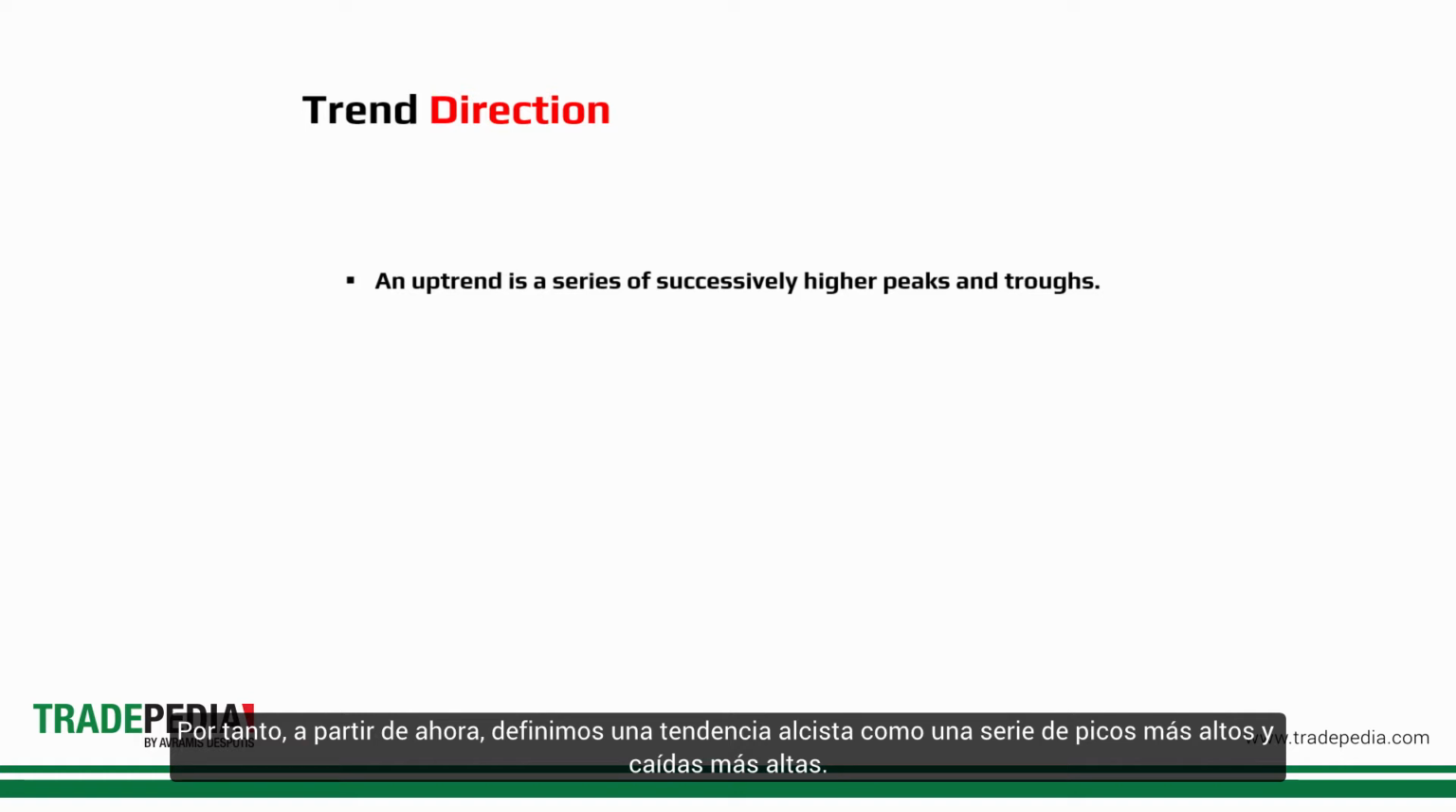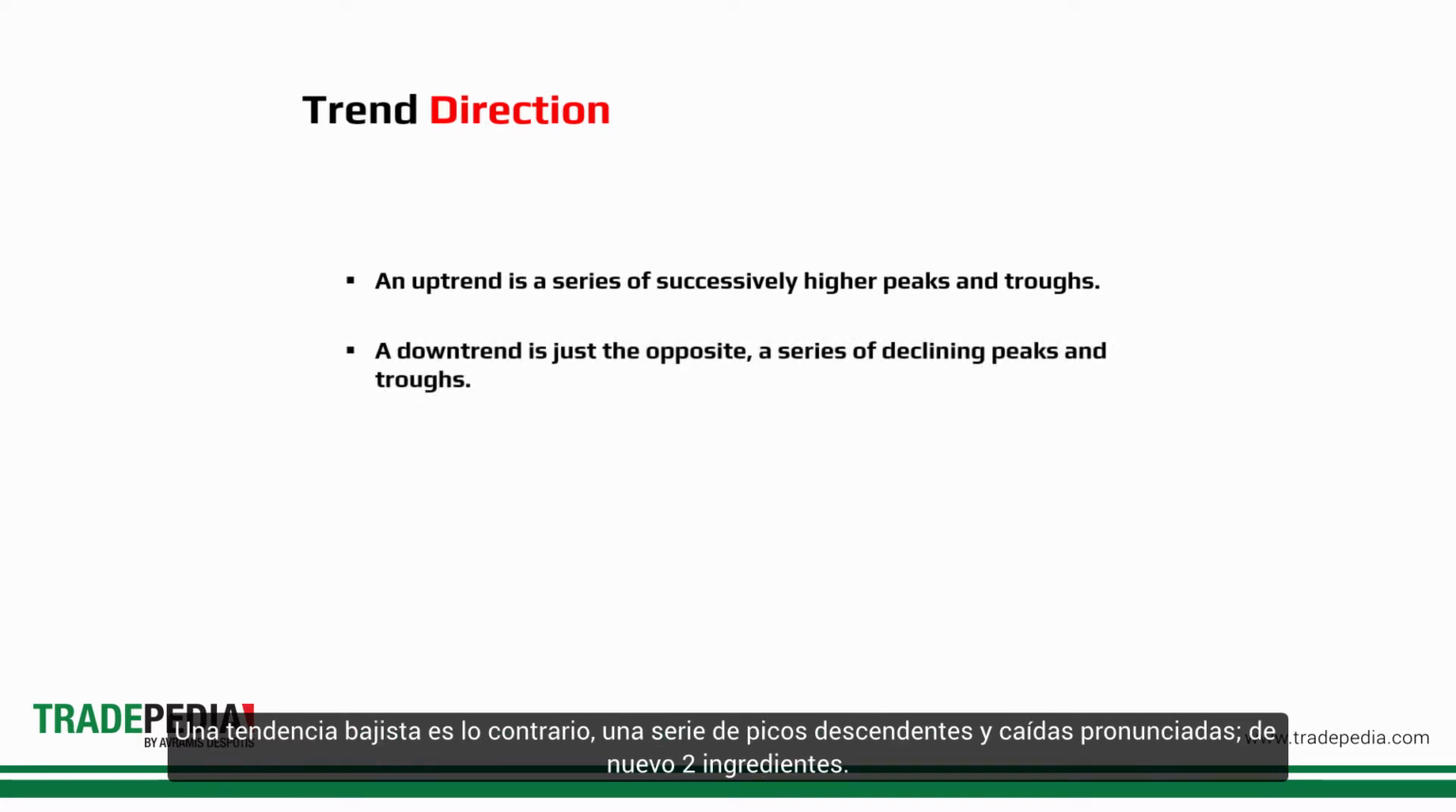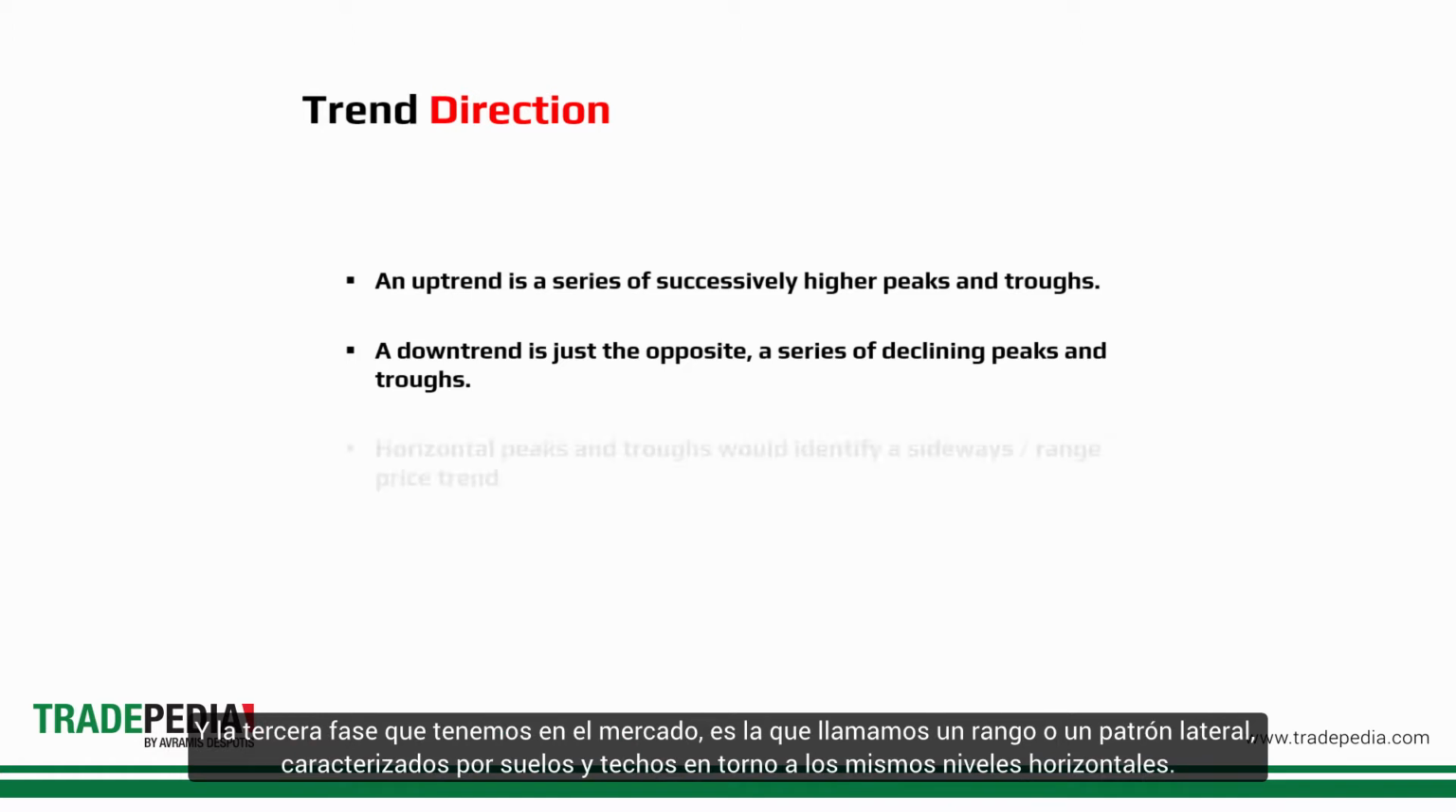Therefore, from now on, we define an uptrend as a series of successively higher peaks and higher troughs. Two ingredients to our uptrend, higher tops and higher bottoms. As long as we continue to have those ingredients, we continue to be in a strong uptrend. A downtrend is just the opposite, a series of declining peaks and declining troughs. Two ingredients again. And the third phase we have in the marketplace is what we call a range or a sideways pattern, characterized by tops and bottoms at around the same horizontal levels.